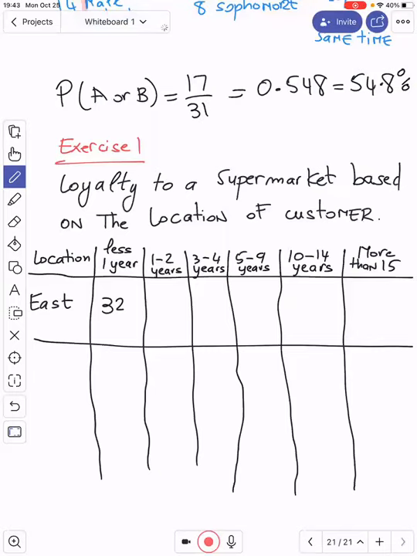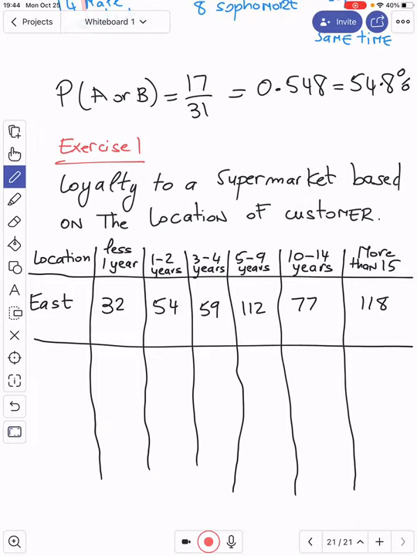The number of customers from the east and they have been loyal to this supermarket for between 1 and 2 years, we have 54 customers. We have 59 customers from the east and they have been loyal to this supermarket for between 3 and 4 years. Between 5 and 9, we have 112 customers from the east. Between 10 and 14 years, we have 77. And the number of customers from the east who have been loyal to this supermarket for more than 15 years, we have 180. Okay.